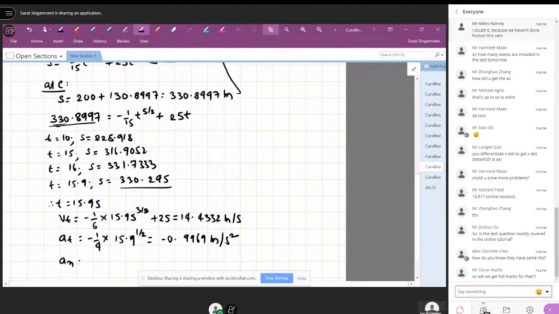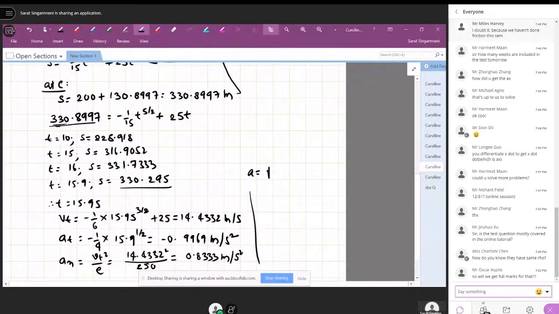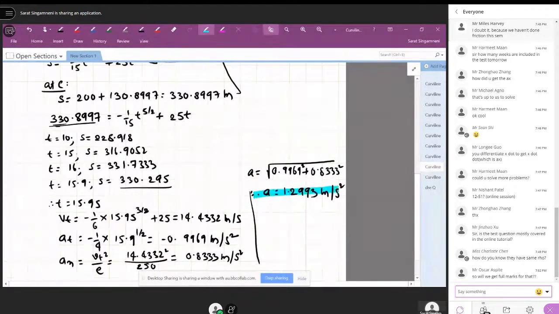Then normal acceleration is equal to Vt squared over rho, which is equal to 14.4332 squared. Rho is constant radius, which is given there by 250. This is equal to 0.8333 meter per second squared. So therefore, the total acceleration A is equal to root the 0.9969 squared plus 0.8333 squared. So from this, the acceleration is equal to 1.2993 meter per second squared. Done.